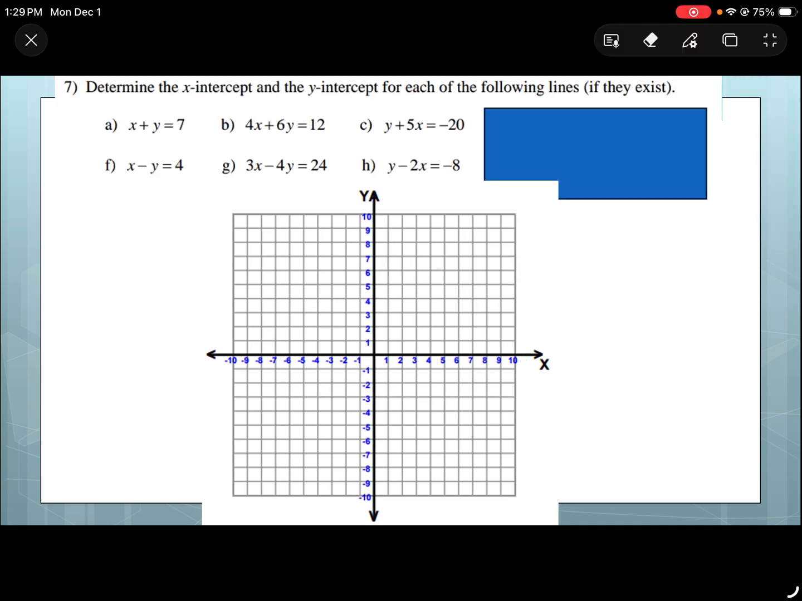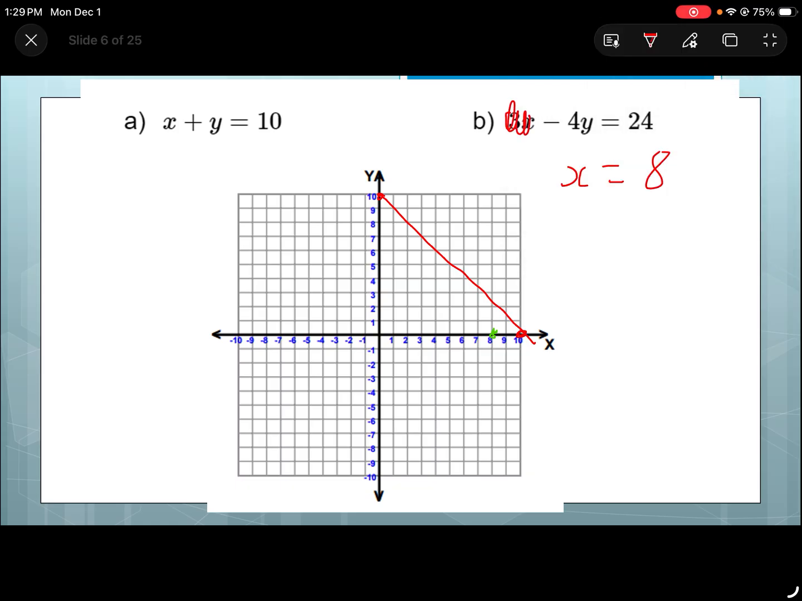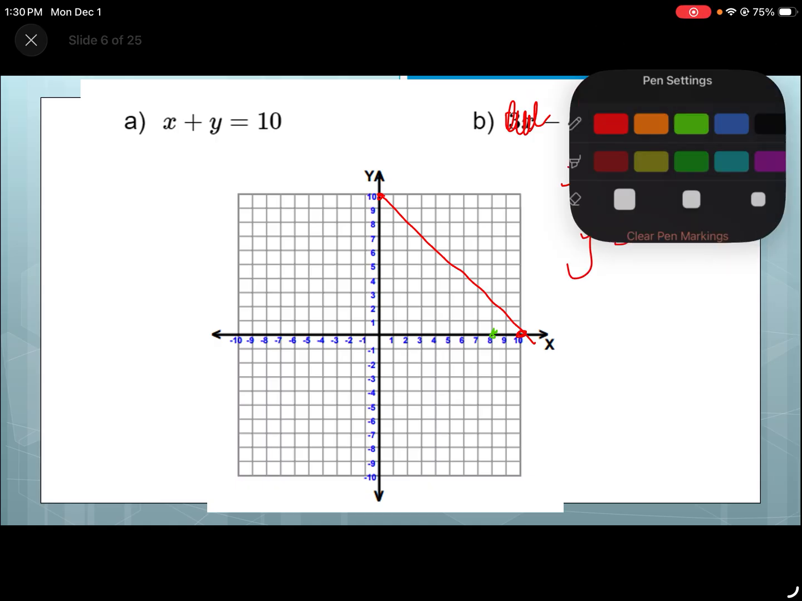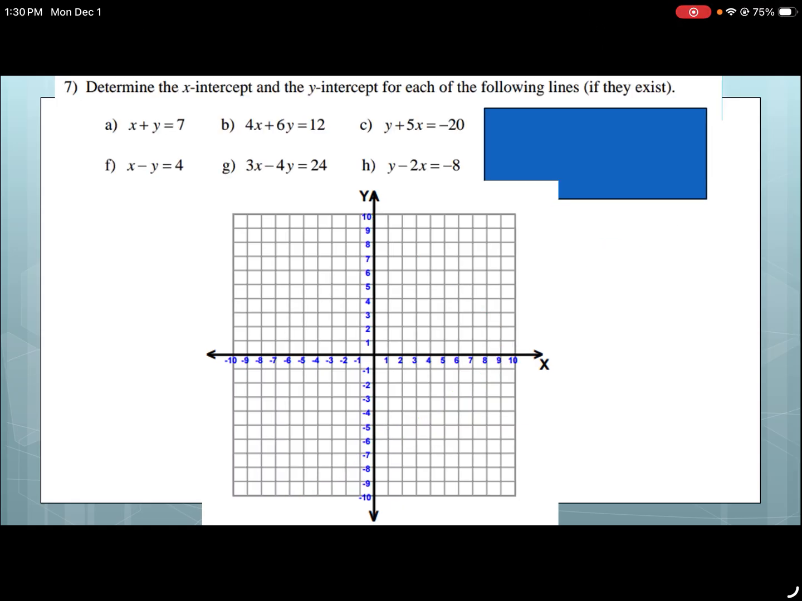If I ignore x, right, I get negative 4y is 24. If I divide by negative 4, I get y is negative 6. So then I go to negative 6 on the y-axis. Now I have my 2 points. I can draw a line between them. Cool. Have a go at these 6, and then that is effectively the end of the lesson.